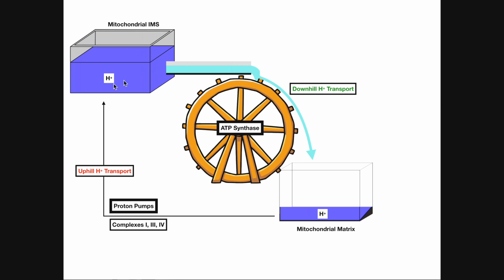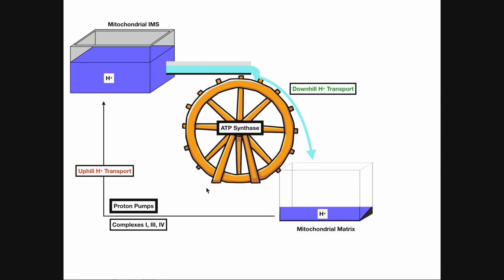So in the electron transport chain, we're going to see pumping of protons. Proton is just hydrogen ions, H+, that's another term for it, proton. And so we're going to have protons in the mitochondrial inner membrane space. Okay? That's what this top basin represents. The bottom basin represents protons in the mitochondrial matrix.